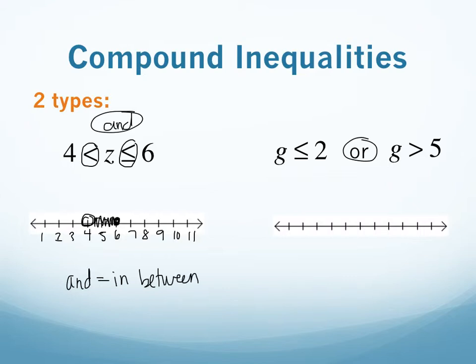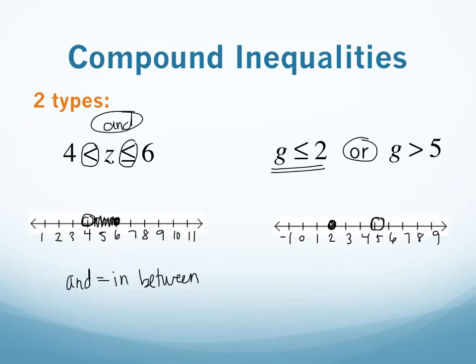Okay, now the one on the right, the or. I still have to have 2 and 5, so I'm going to have 2, 3, 5, 6, 7, 8, 9. Okay, I'm going to have a closed circle at 2. I'm going to have an open circle at 5.